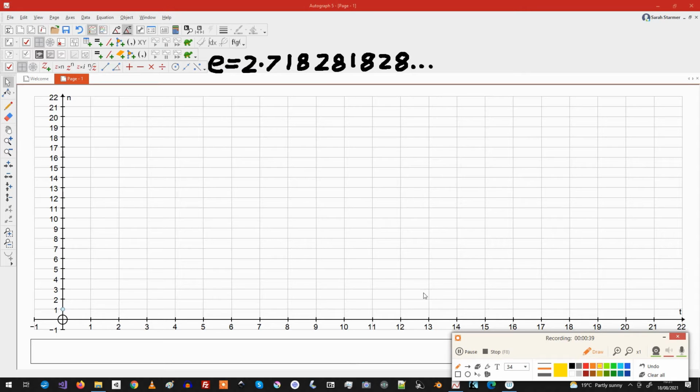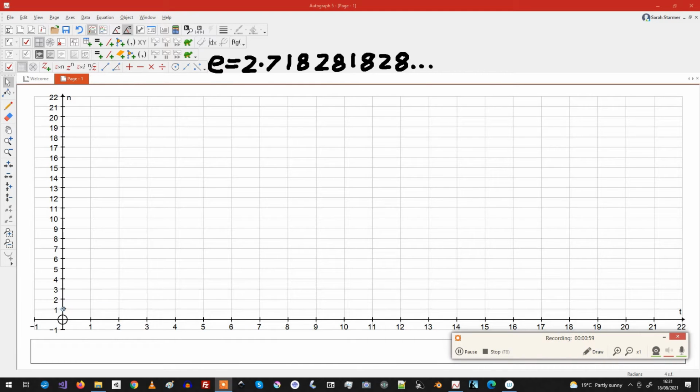Now, a good way to understand e is to think about 100% growth. Because a good number for 100% growth is the number 2. And e is like 2, except it's a little bit more. So if I was to use the number 2 to represent growth, I might draw something like this. I might start with one cell. So we're going to start with one cell, and then after 1 second it will become 2 cells.